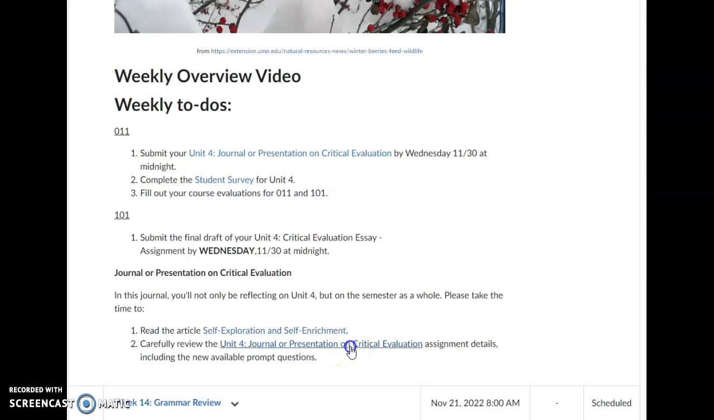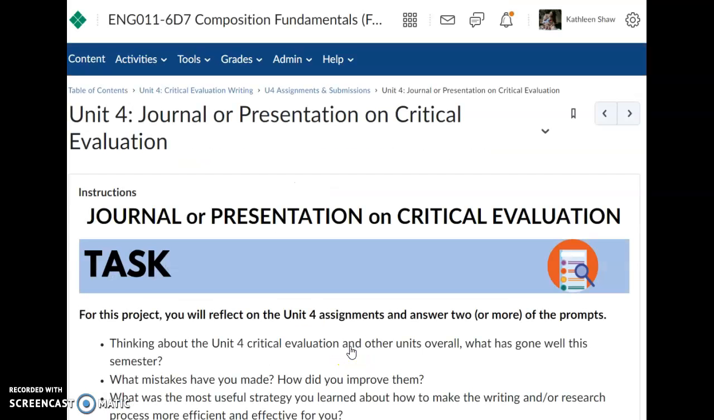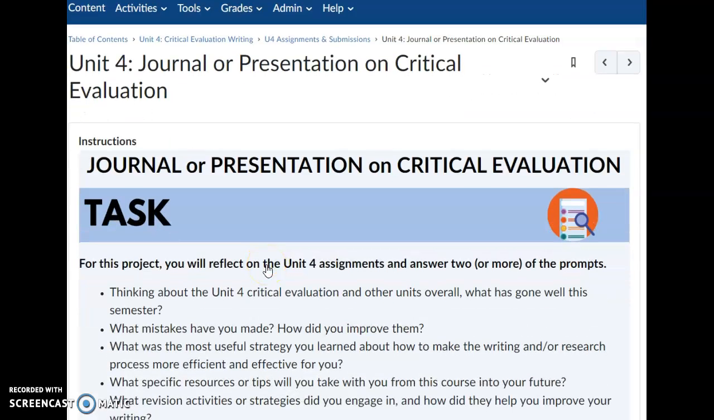And then the next thing you're going to do is do this journal or presentation. So again, like you've been doing all semester, think about which format works the best for you. If you're going to write entire paragraphs, the suggestion would be to create a journal, to do this in the format of a Word document.